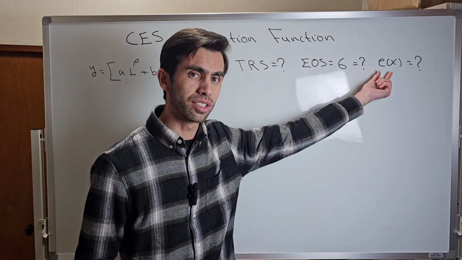If we have a general constant elasticity of substitution production function, or CES production function, Y is equal to (A L to the power of rho plus B K to the power of rho), all to the power of 1 over rho. So find out the technical rate of substitution, elasticity of substitution, and elasticity of scale.